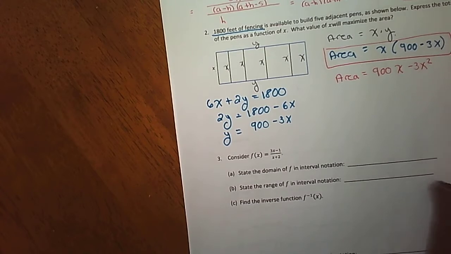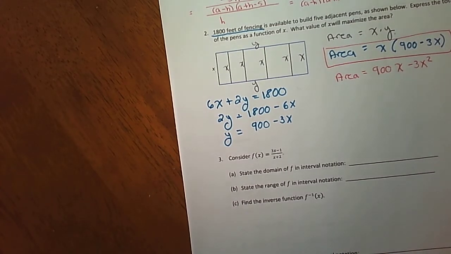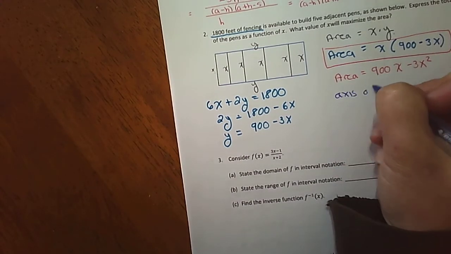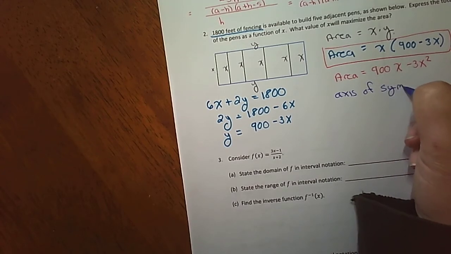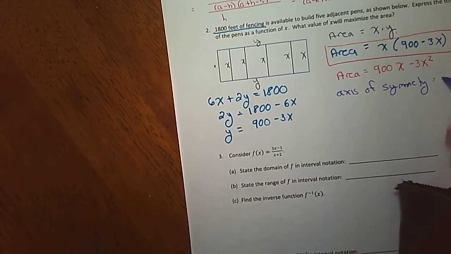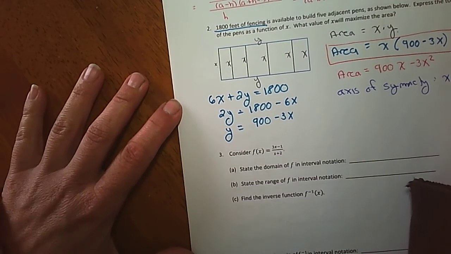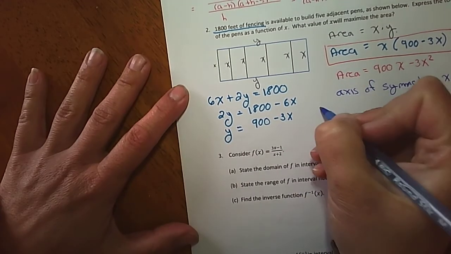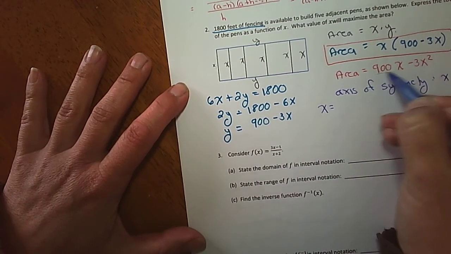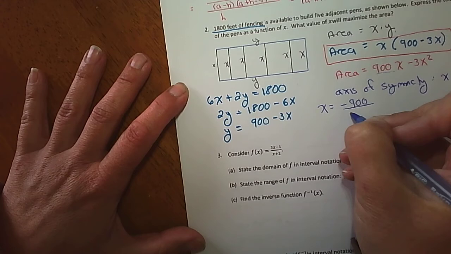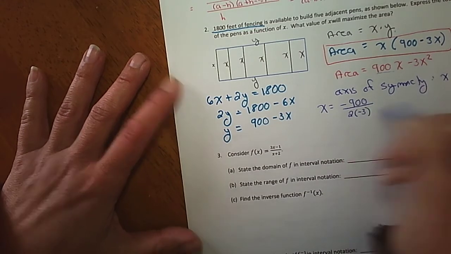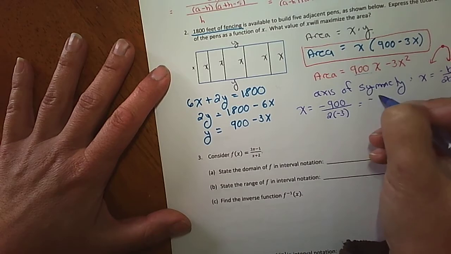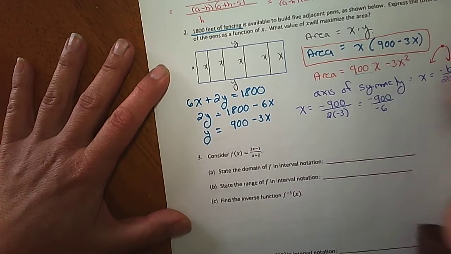And if I want the maximum point, what little dinky formula would I use to do that? It should be on your formula sheet already. And that's the axis of symmetry. Right? The axis of symmetry is going to be x equals negative b over 2a. So let's plug into that. X equals, the b would be 900, so it would be negative 900 over 2 times the a, which is negative 3. So I get negative 900 over negative 6.